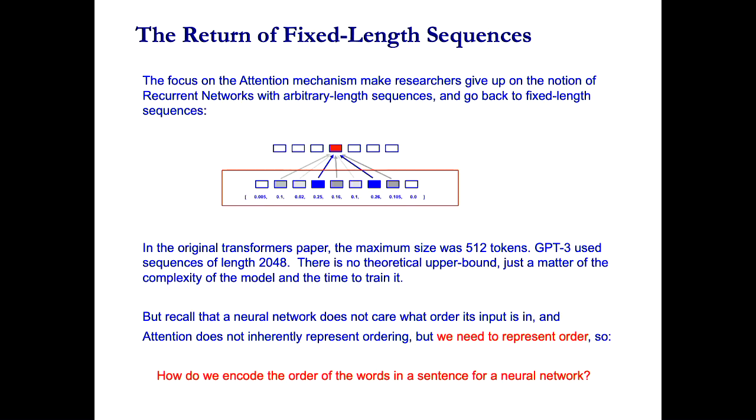In later designs, I don't know what it is in ChatGPT. My thought is it's four times that, so 2048. But I may be wrong. But there is a fixed size. Oh, here it is. There's no theoretical upper bound. It's just how much network do you build? So the first design was 512, and they experimented with that.